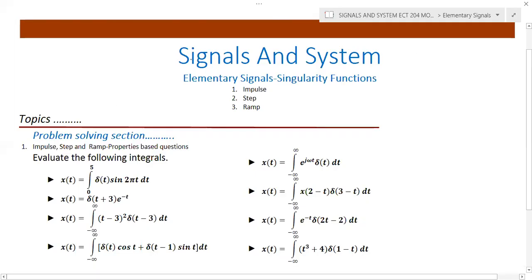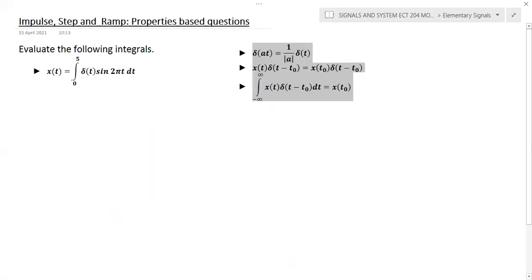So, in this lecture, we will discuss the problems related to impulse signal, basically continuous time impulse signal, and we'll see how we can apply the properties of impulse signal to solve the problems. So, in the first question, x of t is given by integral 0 to 5 del of t sine 2 pi t dt.